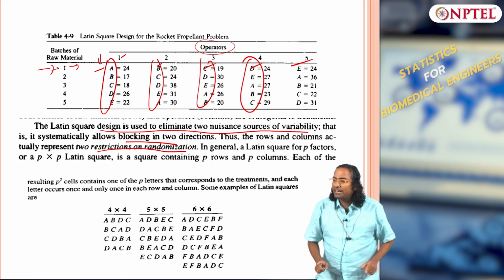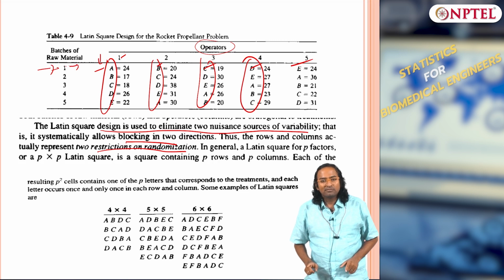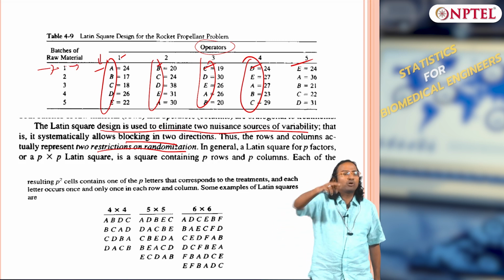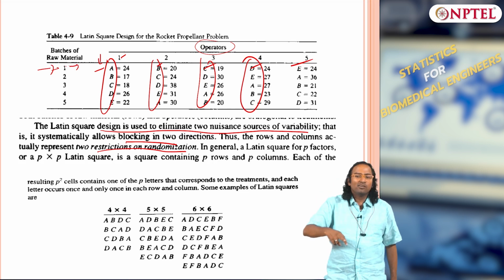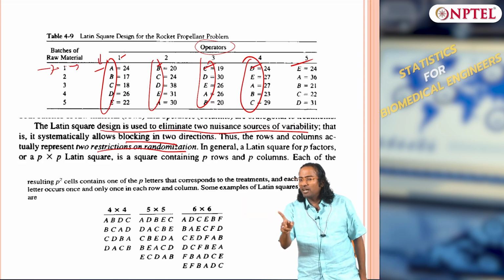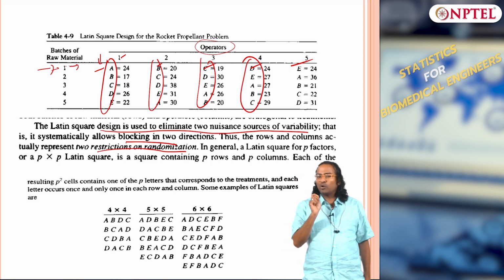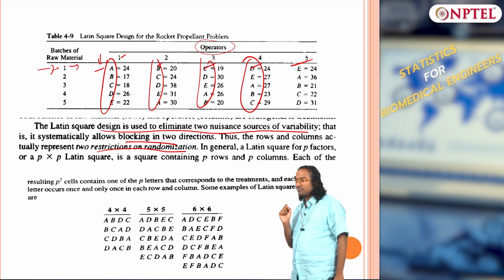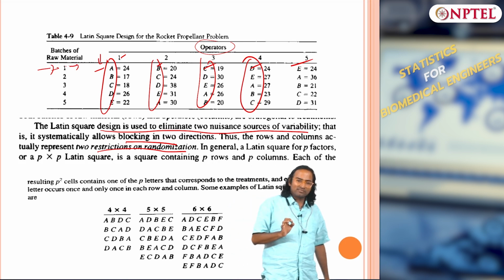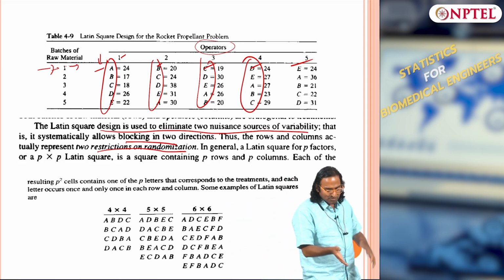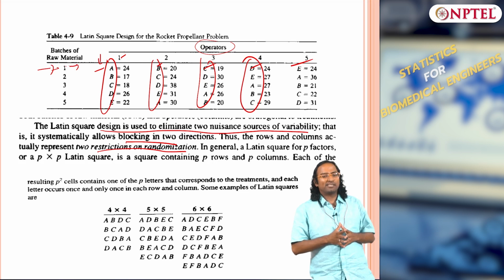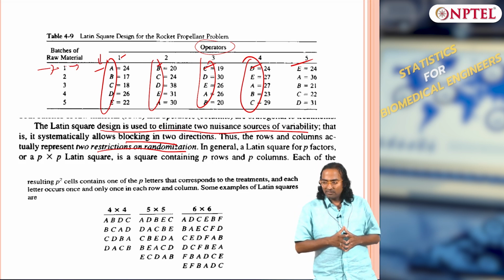Now if I do not make it a square, what will happen? Operator 1 may be exposed to one treatment twice, or he may not be exposed to all treatment levels if it is not a square design. So the square design is the key, you understand? That is why it is called a Latin square design, okay. The name Latin comes from the wording and the symbols used, so it is a square design, clear?